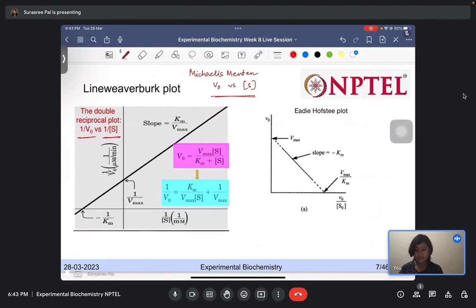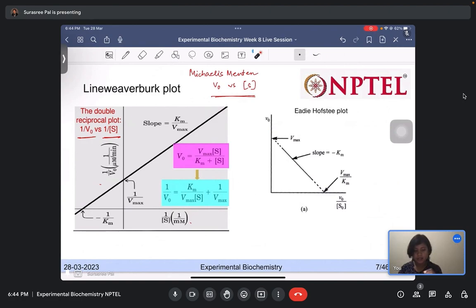And when 1 by V0 is plotted with respect to 1 by S, we get this kind of linear curve. Now from this linear curve, we can get several pieces of information. So this is the Michaelis Menten equation: V0 equals Vmax S divided by Km plus S. And when we make it double reciprocal, what we get is 1 by V0 equals Km by Vmax into 1 by S, plus 1 by Vmax.